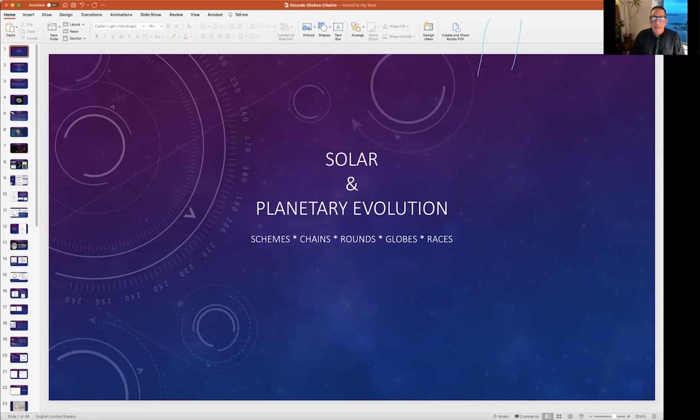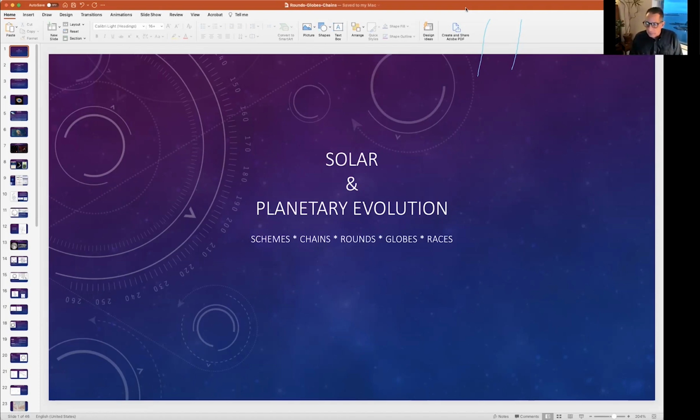This is just designed to be an overview of rounds and globes and chains. I'm not going to get into all the hardcore complicated math and all that nonsense associated with yugas and things like that. It's heavily veiled and designed to be difficult. And in the final analysis, it's not really important.